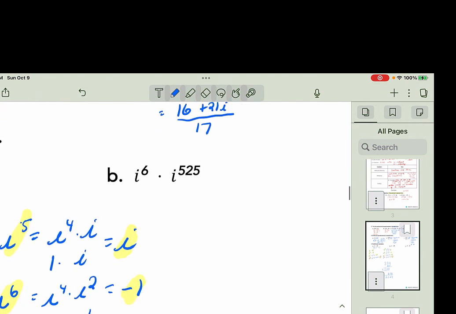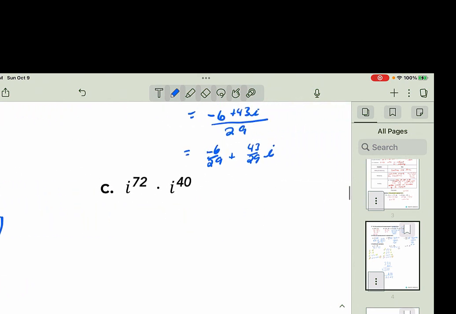Again, notice on this, I have i to the 526, which breaks into i to the 524, because that's divisible by 4, times i to the 2nd. So 525 I can break into i to the 524, because that's divisible by 4, times i to the 1. And so the i to the 524 is the number 1, which leaves me with i to the 3rd, which we know equals negative i. And these problems are really that easy.